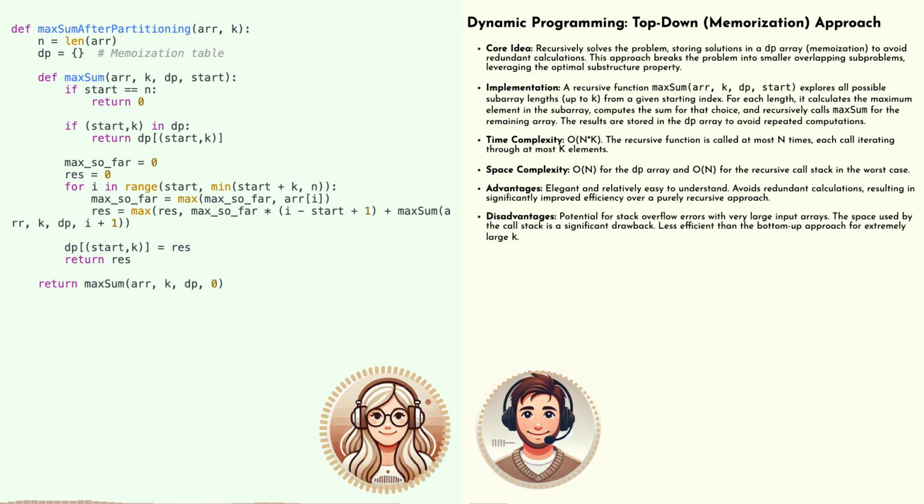Then we calculate the sum for that chunk, which is simply the maximum element multiplied by the length of the chunk. So we're essentially simulating what would happen if we replaced all the values in that chunk with the maximum value. Exactly. Then we make a recursive call to our maxim function, but this time with the starting index shifted to the end of the current chunk. So we're saying, assuming we choose this chunk, what's the best possible sum we can get from the rest of the array?